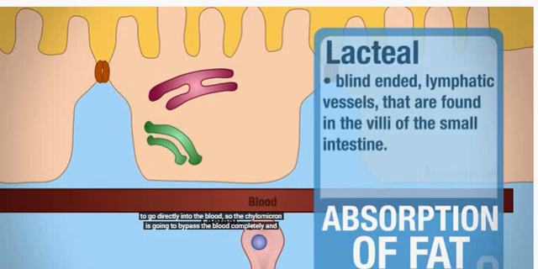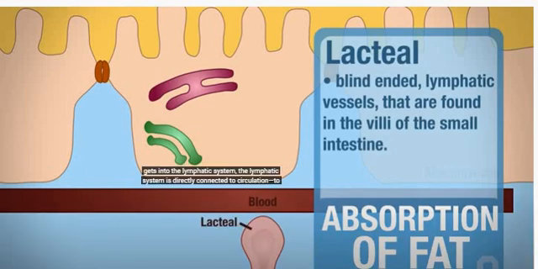Lacteals are blind-ended lymphatic vessels that are in the villus of the small intestine. So now we have this chylomicron that's inside of this lacteal, and it enters into the lymphatic system. Once that chylomicron gets into the lymphatic system, it is directly connected to circulation, to the bloodstream. So this triglyceride then enters into the blood via the lymphatic system.